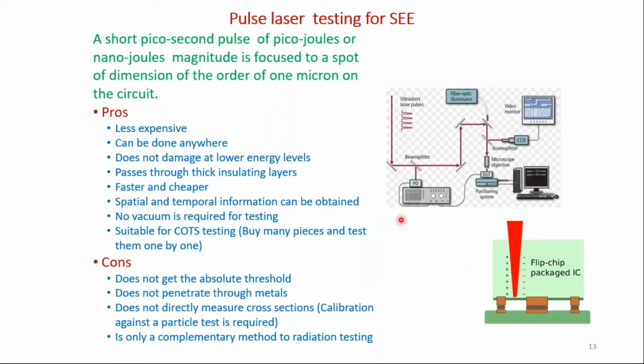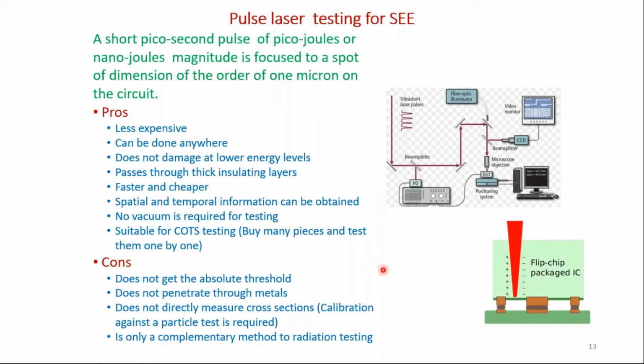So this way you can have several advantages. First of all, this is less expensive. It can be done everywhere, and you don't need to wait 6 months because you can just go right away, even purchase the system, bring it to your company, or even go to a place where the system is being rented out immediately. If you wanted to come tomorrow to our lab, you could do that. You don't have to wait 6 months to get there. It doesn't damage at lower energy levels. It passes through thick insulating layers. Remember we were talking about the flip chip packaged IC.